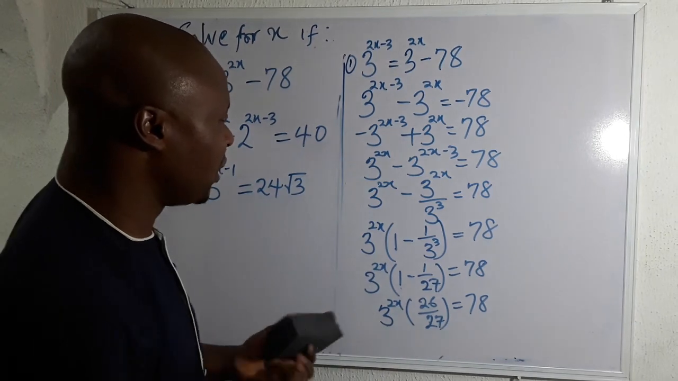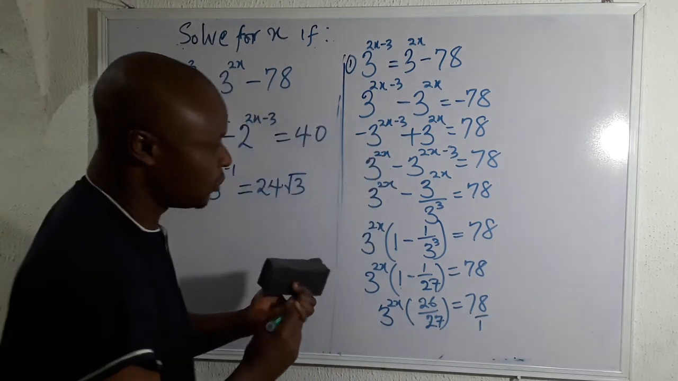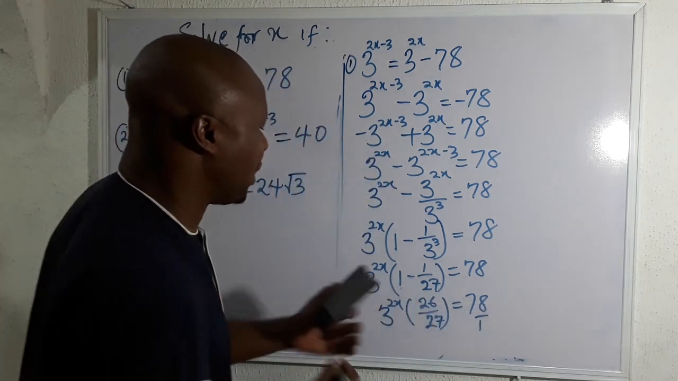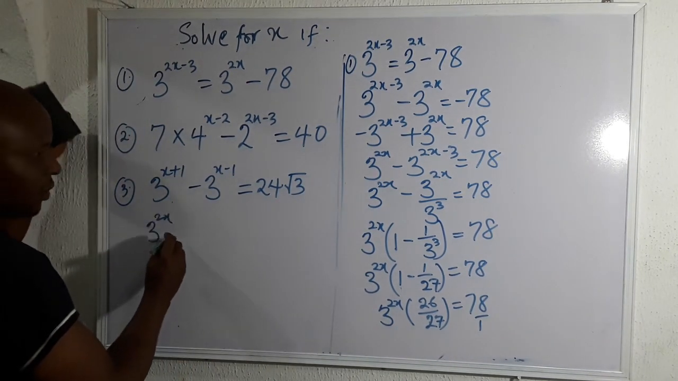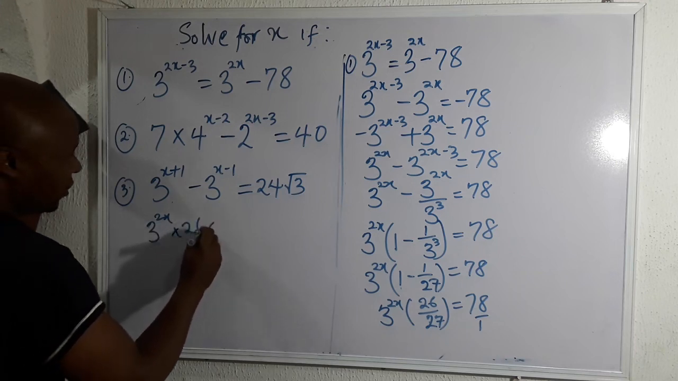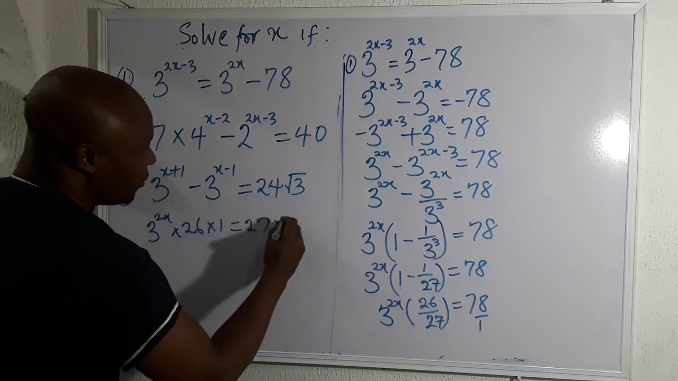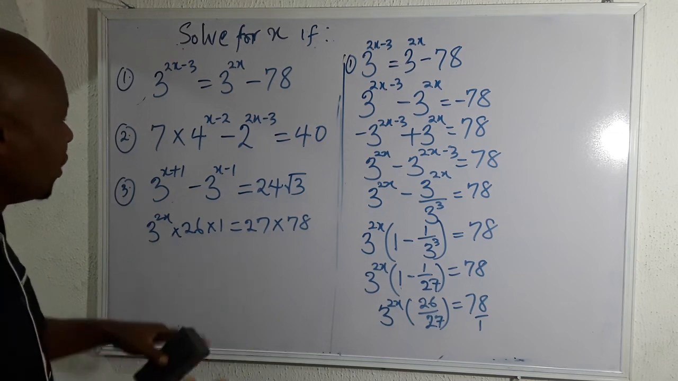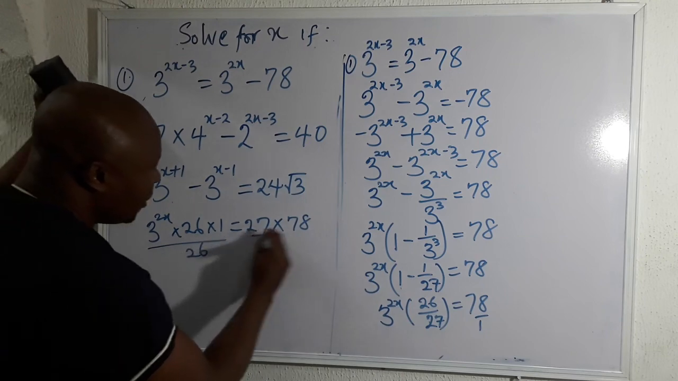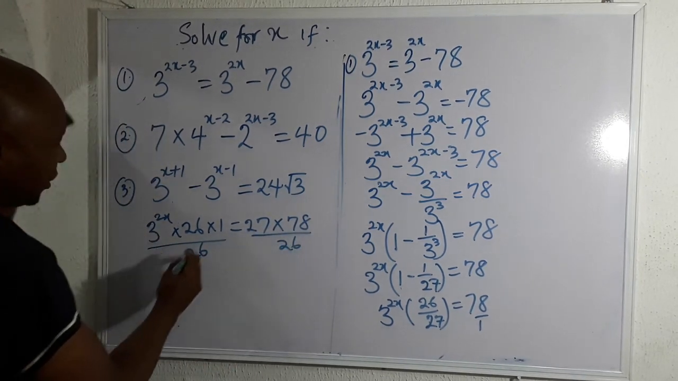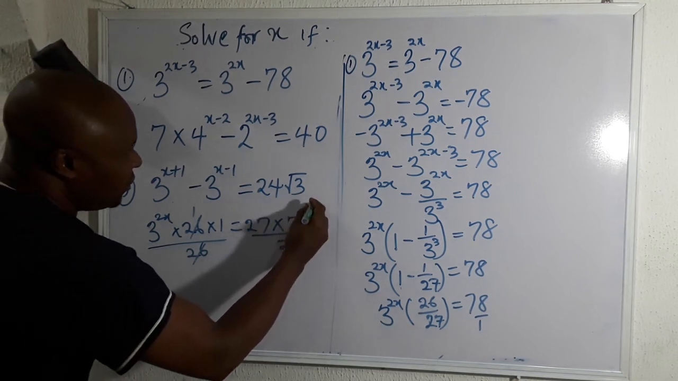So very quickly we can cross multiply. This is over 1. Cross multiply this side by 27 and this side by 1. So that will give us 3 raised to the power 2x times 26 times 1 is equal to 27 times 78. Now very quickly we divide both sides by 26. 26 divided by 26 is 1, and 78 divided by 26 will give us 3.